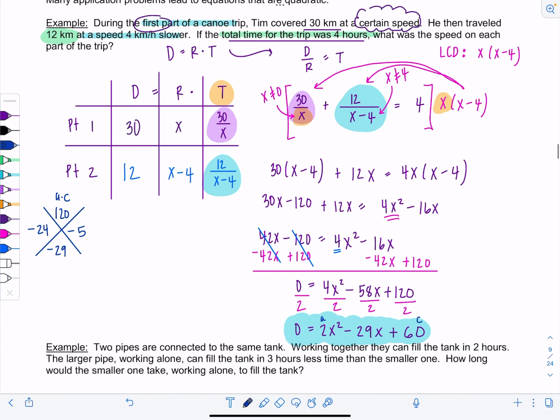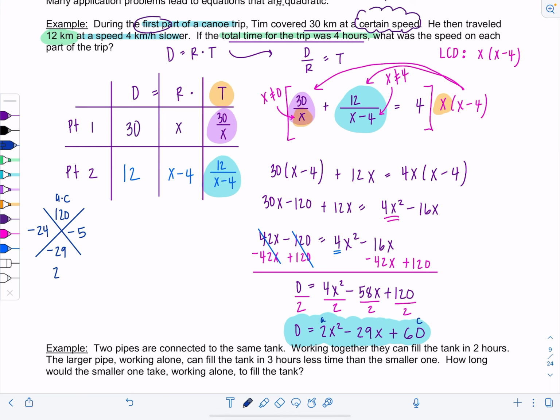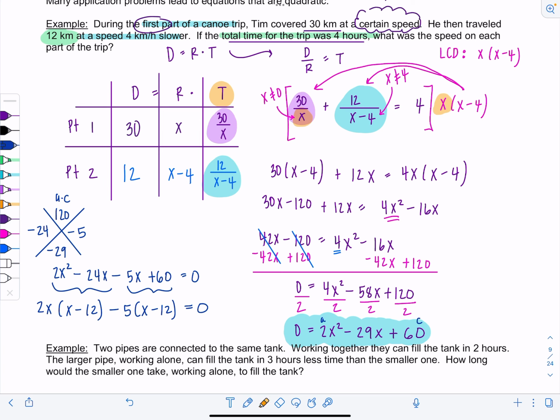So what I'm going to do is now split the middle term. So I have 2x squared minus 24x minus 5x plus 60 equals 0. Let's take out the greatest common factor here. That's 2x, and then we have x minus 12. Here I can take out minus 5, and then we have x minus 12. And then, look at x minus 12, x minus 12. I can factor that out. And then you have 2x minus 5 equals 0.